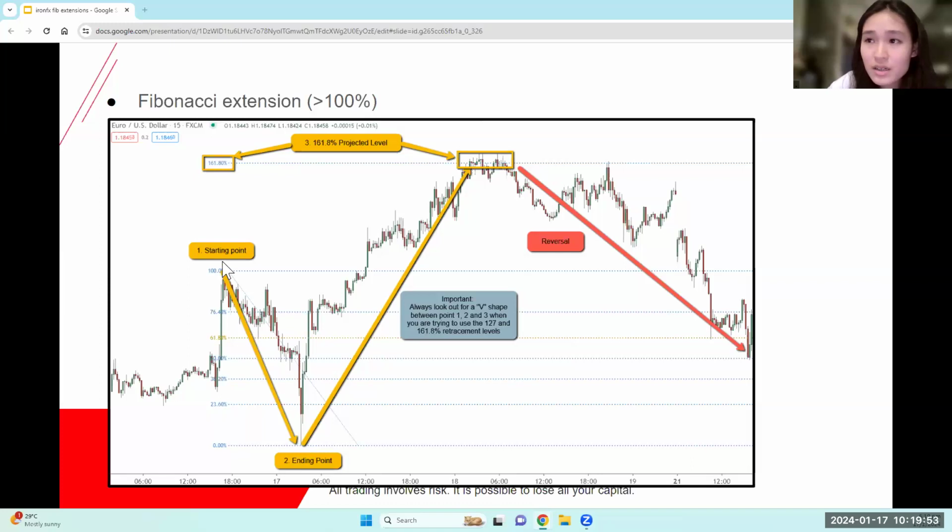How you draw your trend line is you're basically drawing the head of the tick. The projected level is either 127.2 or the 161.8 like we see here. Price has broken out of the 127, so we're projecting it to bounce off of the 161.8, which it did, and results in a reversal over here.